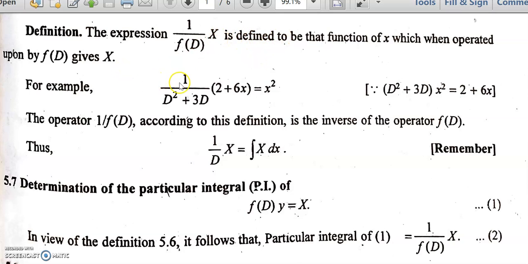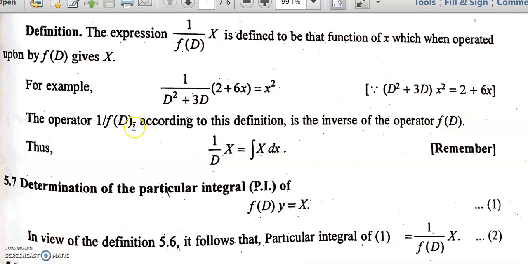So for example, take 1 by D square plus 3D acting on a right hand side of 2 plus 6x, right? So you may get any function. Suppose the original function is x square. If you operate D square plus 3D over x square, you get what? 2 plus 6x, right? So that means 1 by f of D, according to this definition, is the reverse of the operator f of D.